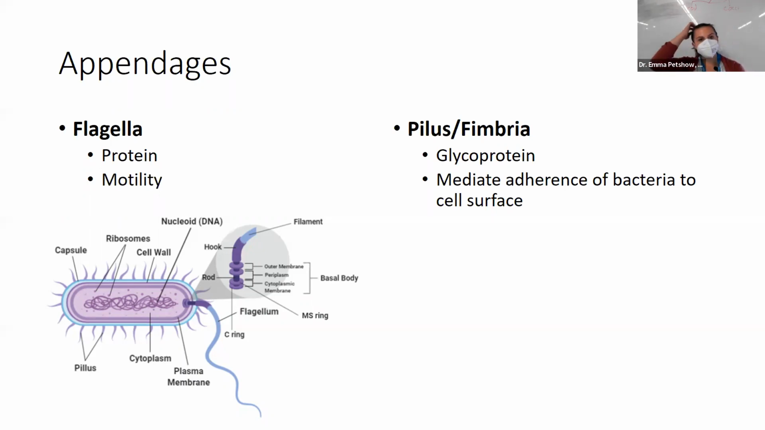Fimbria, when we talked about conjugation, your pilus, your fimbria is going to allow that conjugation process to occur. It's going to allow the bacteria to adhere to a cell surface or other molecules or to each other and provide transfer of some type of contents, whether it's DNA or exotoxins or endotoxins. It's going to mediate adherence and sticking to cell surfaces. The glycoproteins, you can think of it as like sugar. So sugar is very sticky, so it can stick to other surfaces.